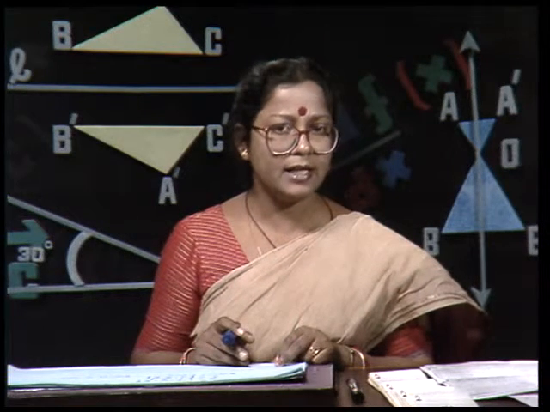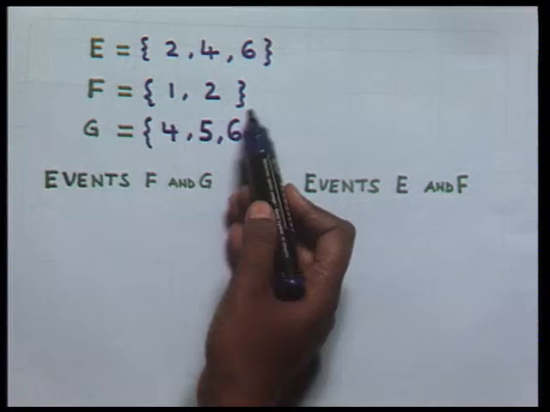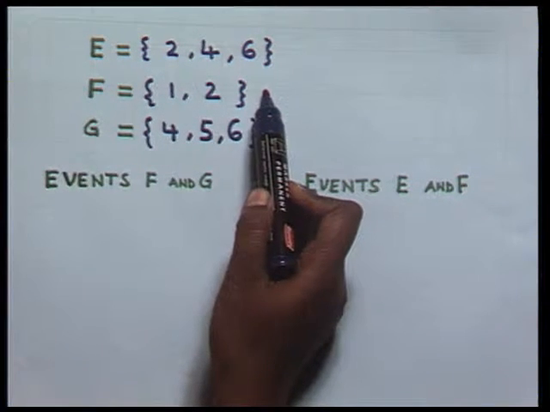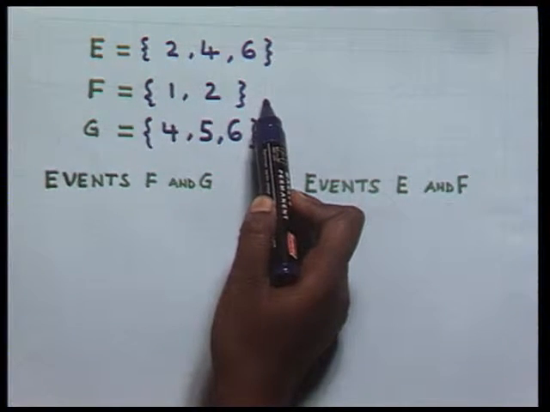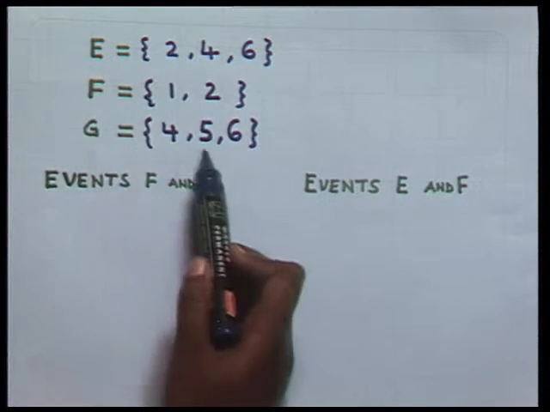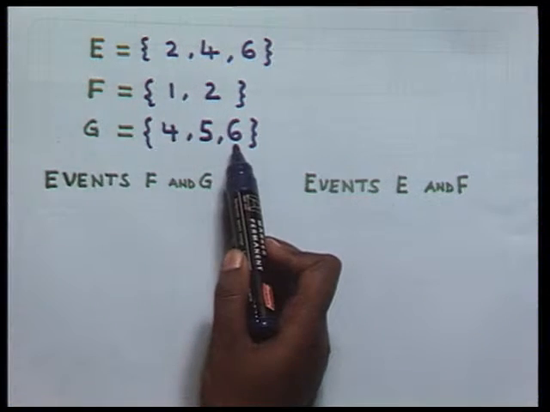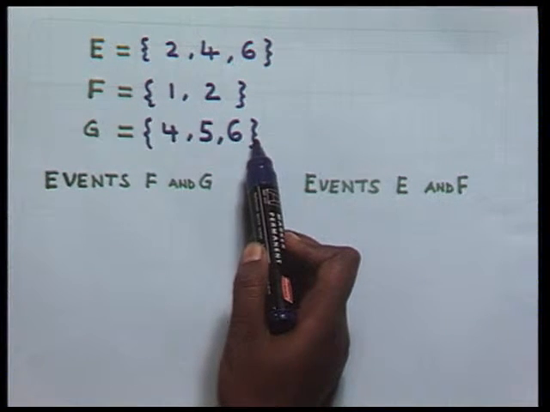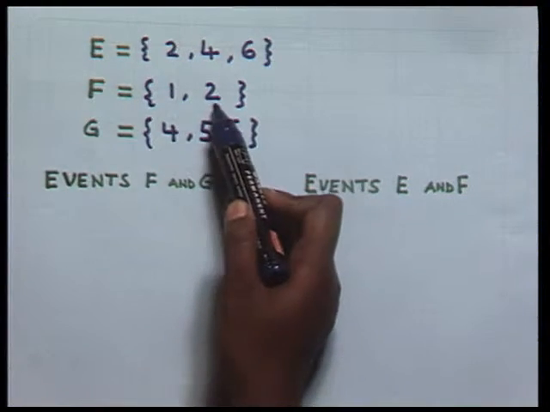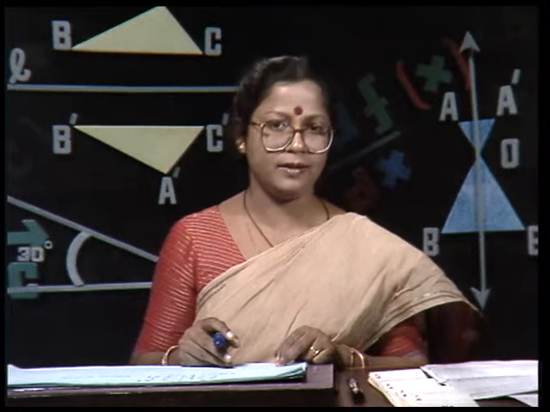Can these two events occur together? When F occurs, that is, when we get a number less than 3, then it cannot be a number greater than 3. That means event G cannot occur. On the other hand, when event G occurs, that means when we get a number greater than 3 on a die, then it cannot be a number less than 3, which implies that event F cannot occur. Such events are called mutually exclusive events.